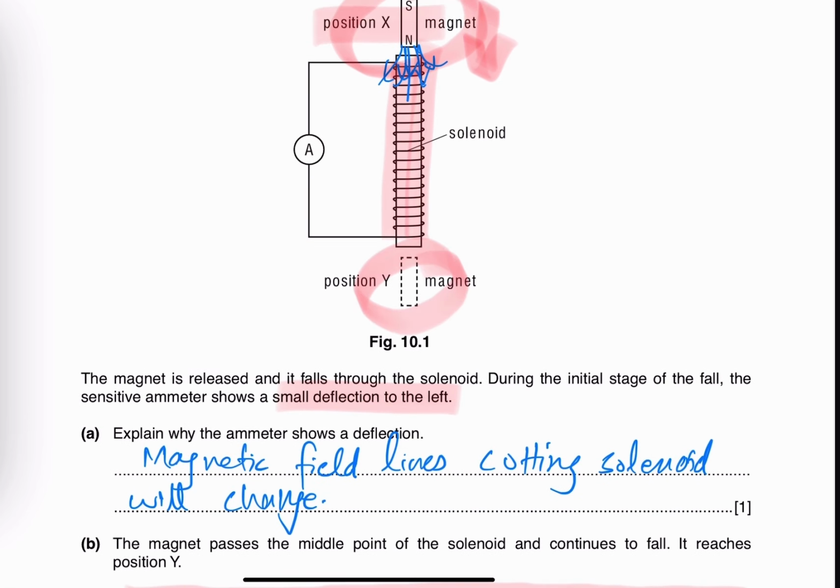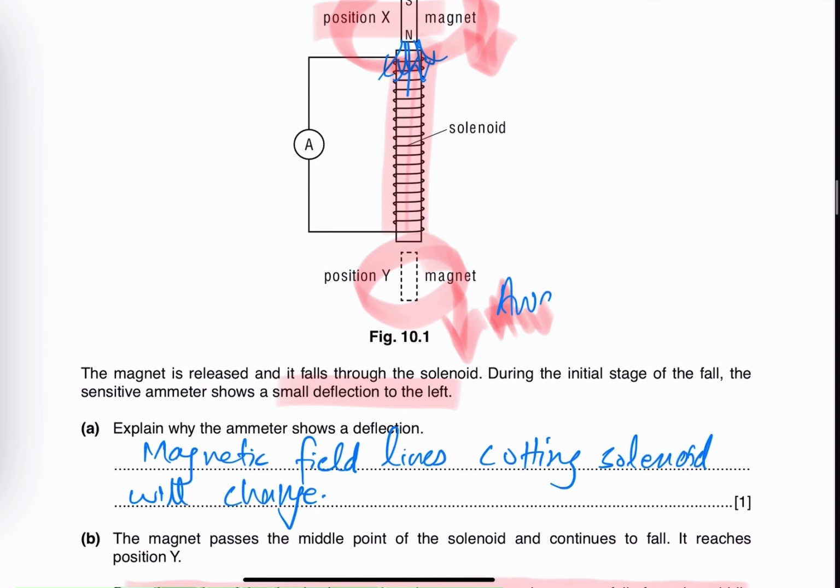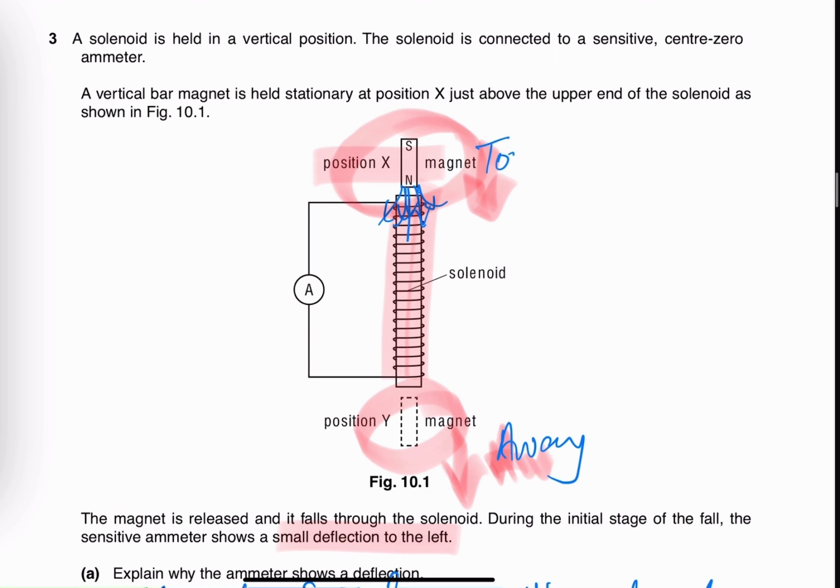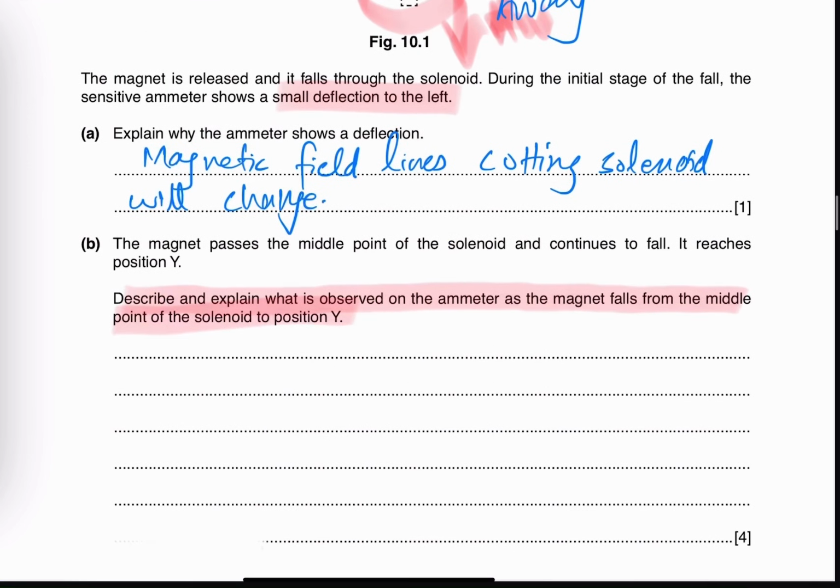Now the magnet is moving away from the coil. Before, it was moving towards the coil. Now the scenario is different, so the deflection will also be in the opposite direction.